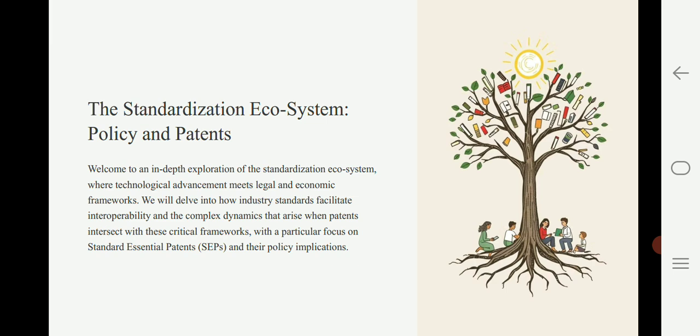Anything, books, food, travel, anything is equal to everyone. So that is called a policy and patents.